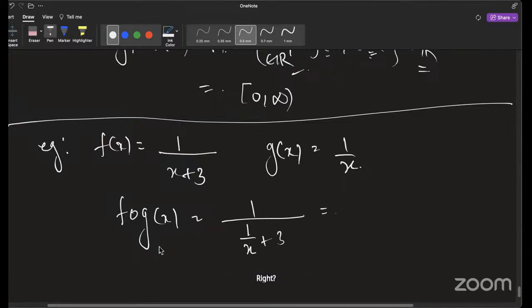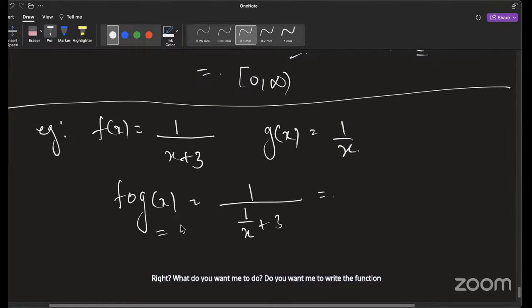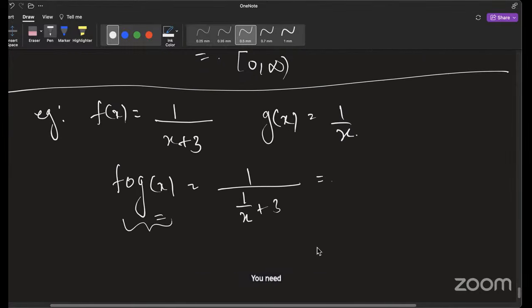What do you want me to do? Do you want me to write the function? Whenever you're writing a composition of function, you need to mention the domain too. That's when your function becomes complete. Function with a domain. So you'll have to mention what all values of x you cannot take here. We'll come to that. Let's just solve this thing. It will be 3x plus 1 over x.